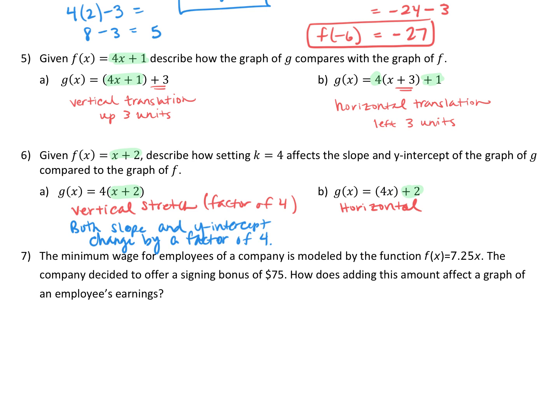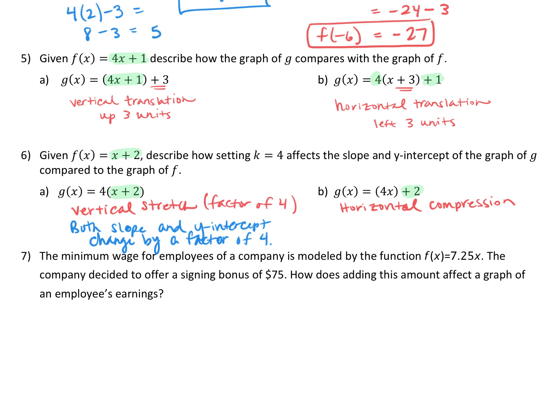And here's where it gets a little bit tricky. I can see that we are multiplying by a number, 4, which is bigger than 1. Over here, when it was a vertical change, if we're multiplying by a number bigger than 1, it's a vertical stretch. Well, the horizontal is going to be the opposite of that. If we multiply by a number bigger than 1 and it's a horizontal change, this is going to be a horizontal compression.